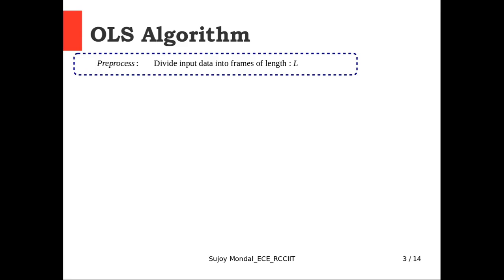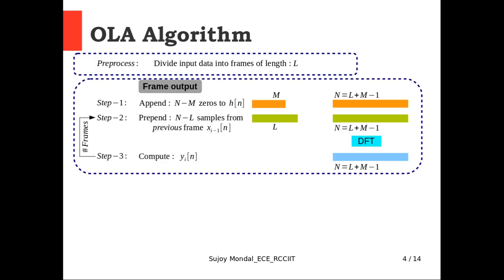First, the input long data is divided into small sections. Each section length is capital L. Then each individual frame output is computed. Step number one is the same as we did in case of OLA: we have to append zeros at the end of this h of n. How many zeros? Capital N minus capital M, so that it becomes capital N length.